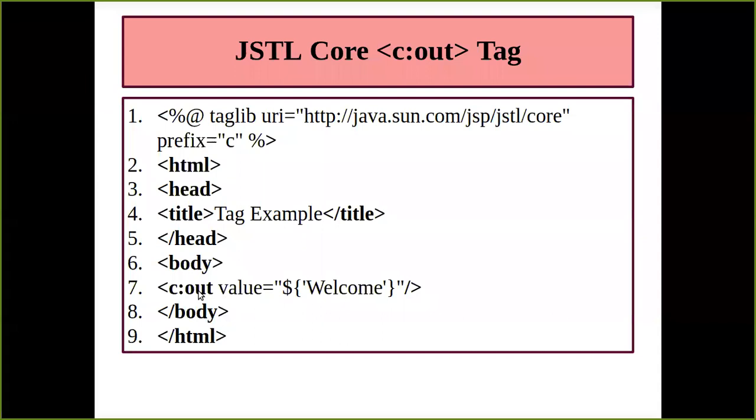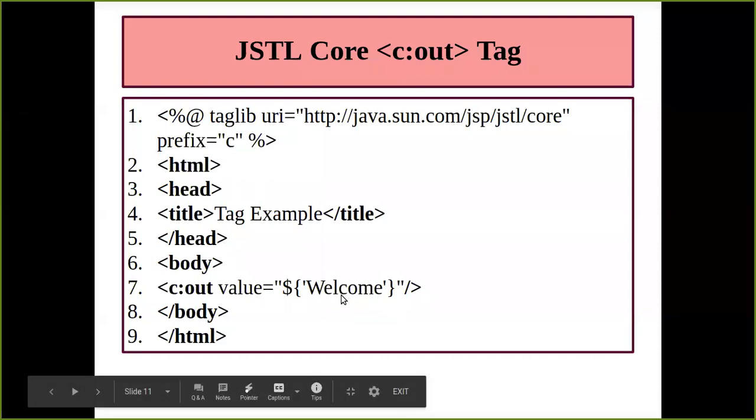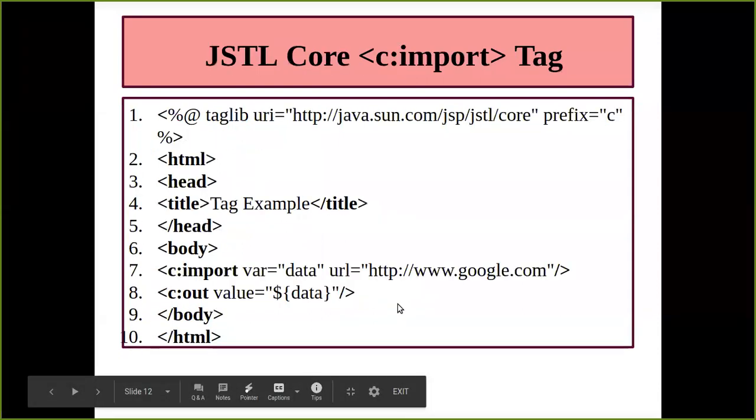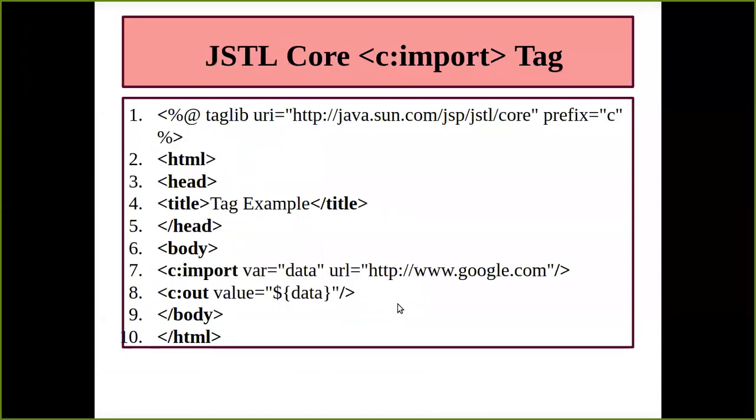Okay, so the out tag is responsible for displaying the information which I'm passing over here. When you execute this program, you're going to see a welcome message. Fine. Next is what? Your c:import tag.